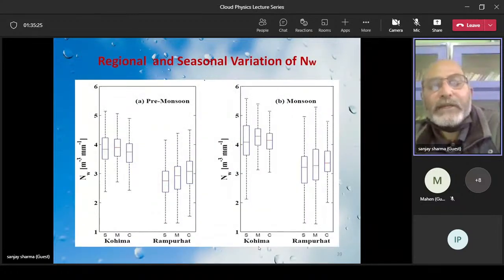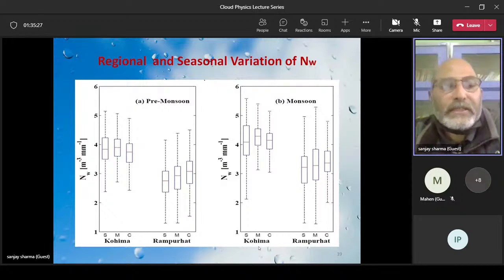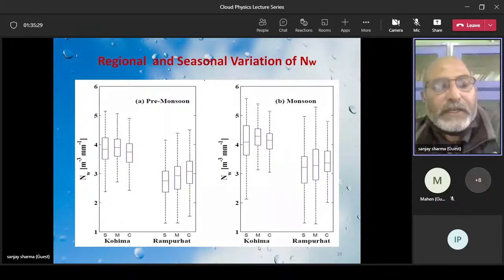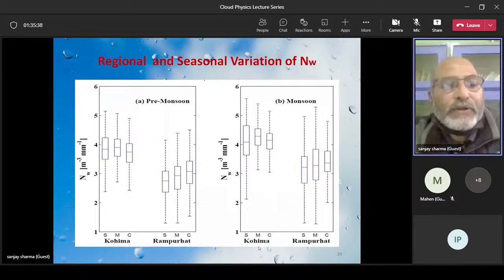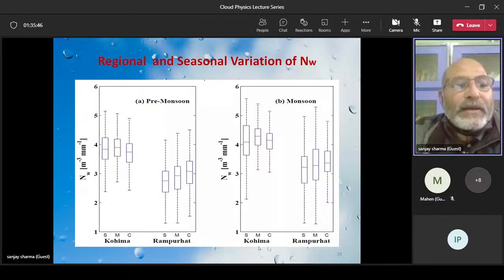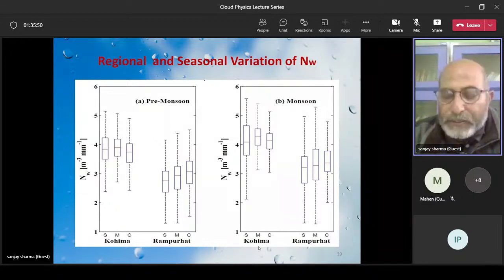And this is another parameter, that is smaller drops. It is, in fact, reverse of the DM. If DM is larger, that is reflected in terms of a smaller. So smaller drops median value and 75 percentile value is more over Kohima compared to the Rampur Hat, both in pre-monsoon as well as monsoon season. So NW and DM, they are inversely proportional here.